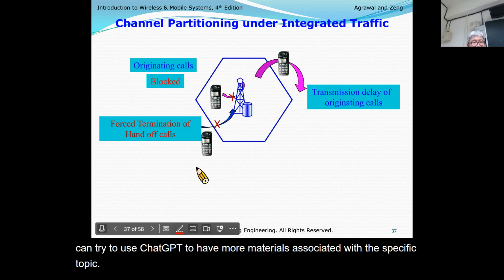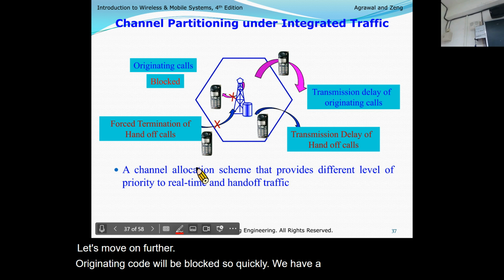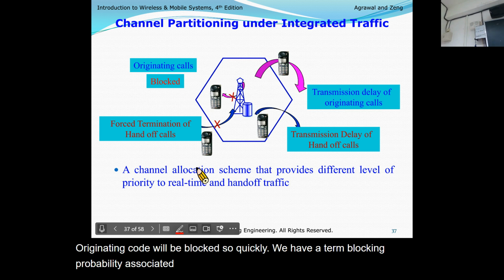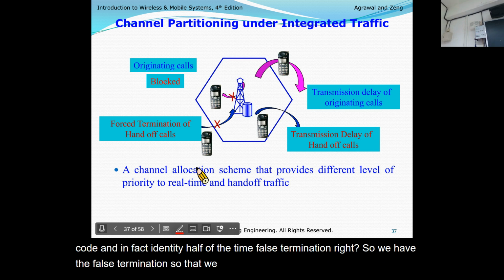And right now, let's move on further. Originating code will be blocked. So basically, we have a term blocking associated with the originating codes. And also, we have a header code, and in fact, we identify the term false termination. So we have the false termination for BT.